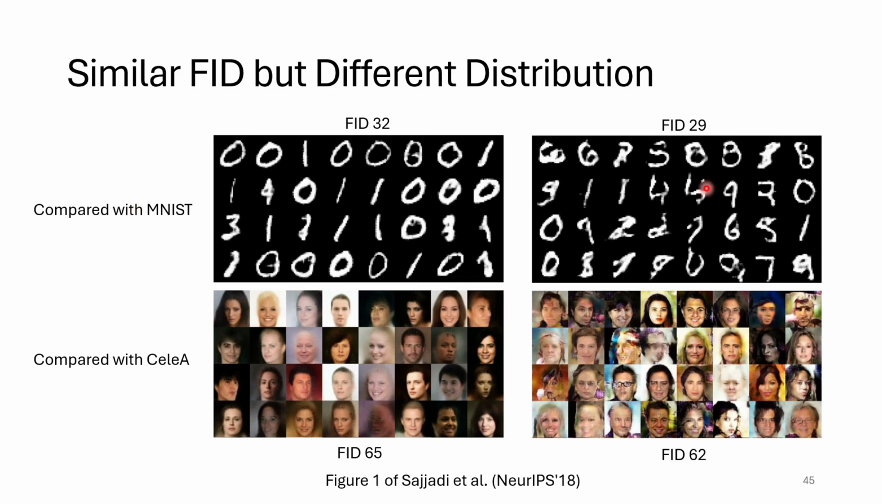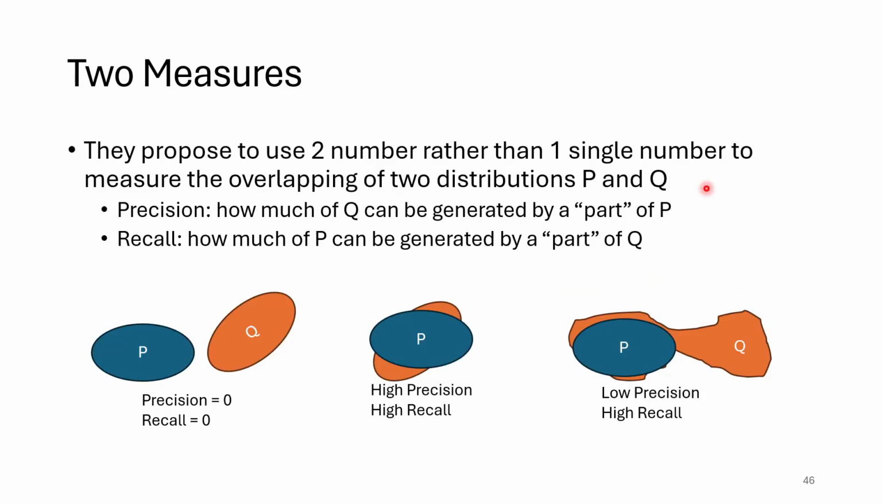Alright, so this is the limitation of FID. Even though the FID values are similar to each other, it's very difficult for us to tell which distribution is closer to the original distribution. So they propose precision and recall. The definition is simple. Precision means, suppose you have two distributions, how much of Q can be reconstructed or generated from P. So this is precision, and recall is the reverse relation.